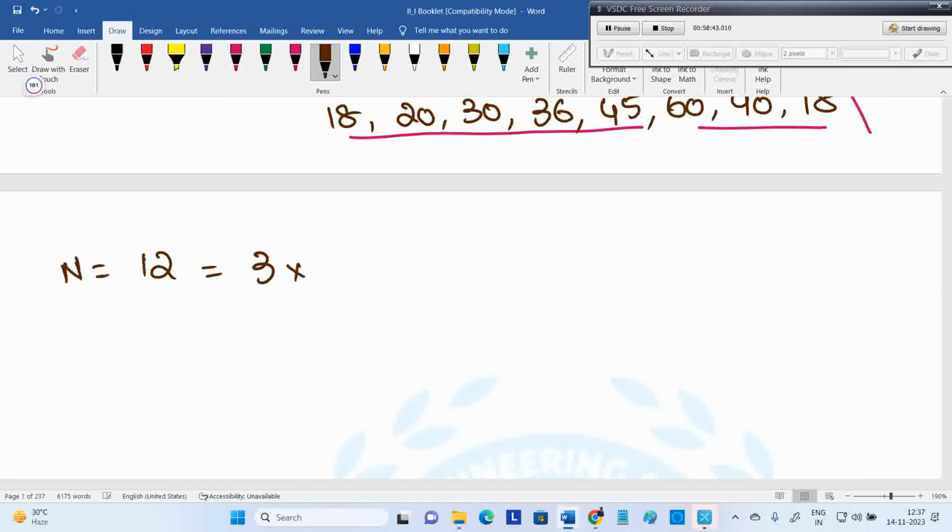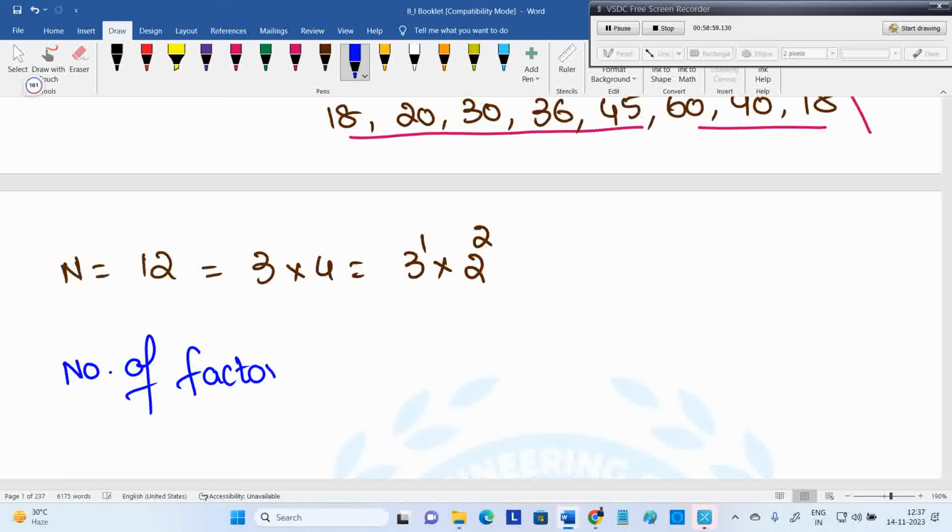12 can be written as 3 into 4. 3 is a prime number. 4 can be written as 2 square. Yes, this is also a prime number power. The number is 3 power 1 into 2 square. Then how to calculate the number of factors after writing prime number powers? I'll give a proof also, don't worry. Your job is, after writing prime number powers, add 1 to the power. Here the power is 1, right? Add 1 to the power. Here the power is 2, right? Add 1 to the power. And then multiply. I'll explain why you have to do this. 2 into 3 is 6.